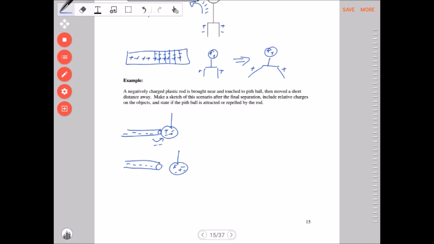Now, what's going to happen when these are separated? These are now equal. They are the same charge. They're both negative, and negative things repel each other. So what's going to end up happening is the negative pith ball is going to get repelled, and the pith ball will end up moving away. So we end up with an electric force pushing the pith ball away. Okay, it's repelling, and the pith ball ends up with a negative charge. All right, so that's that one.